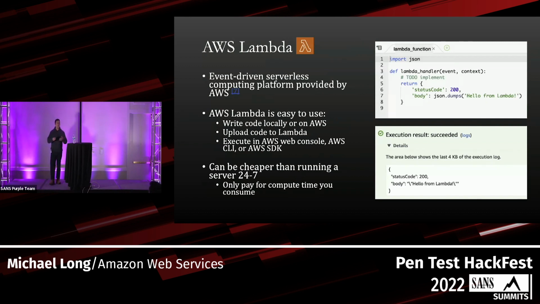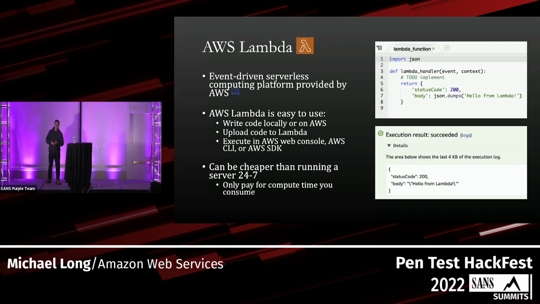Now, one of the serverless technologies we're going to talk about as we get into serverless command and control is AWS Lambda. If you're unfamiliar, AWS Lambda is an event-driven serverless computing platform provided by AWS. Essentially, the way it works is you write some application code. You can write your application code locally, or you could do it in the AWS Web UI console. You write your code, you then upload it to AWS Lambda. And it's from there that you can execute the code. You can do it in the web console UI, using the AWS CLI, or you could execute your code using the AWS SDK.